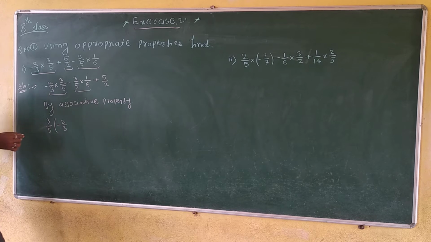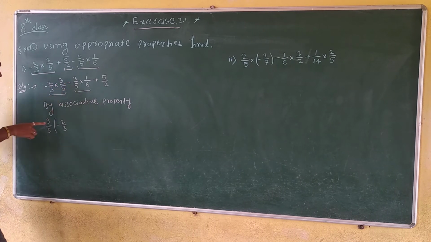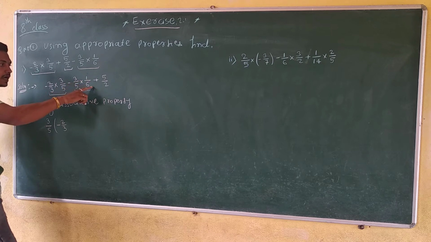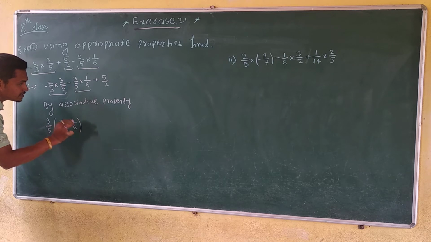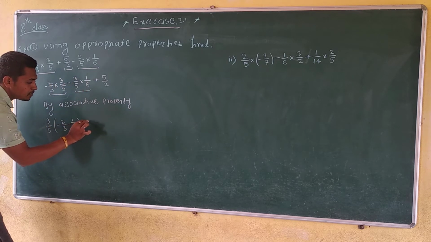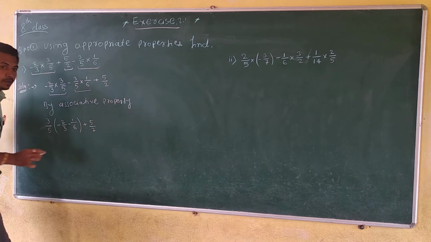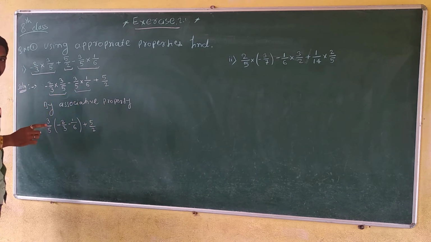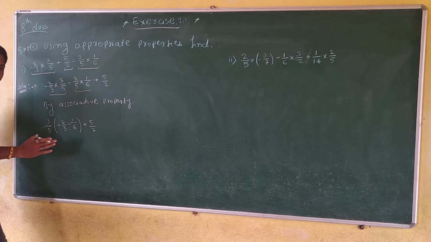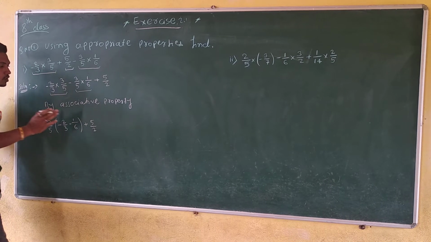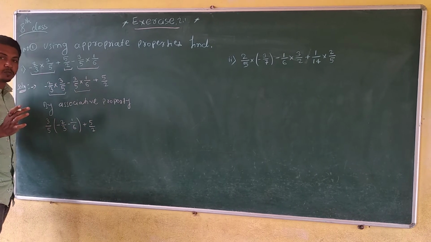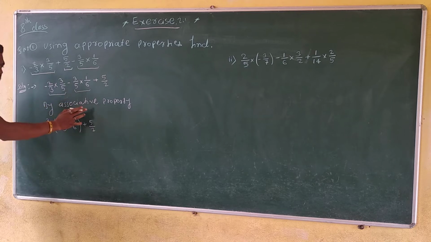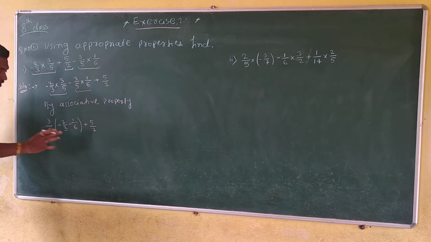Is it right? Next, see here. Taking 3 divided by 5 as common, the remaining term is 1 divided by 6, so take the minus sign first and 1 divided by 6. Bracket complete. The remaining term as it is, plus 5 divided by 2. By using the associative property, first we should simplify the bracket. Do you remember? In the last class I explained how to simplify the equation by using the associative property. So first you should solve this bracket.